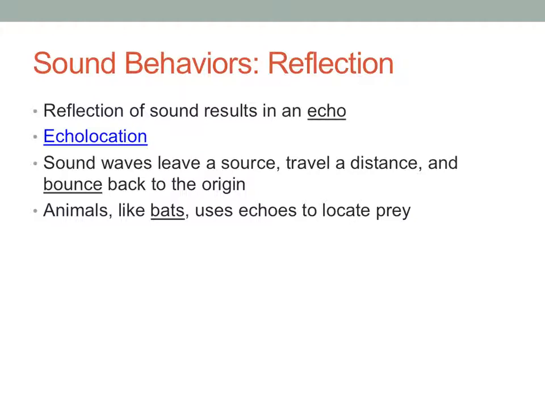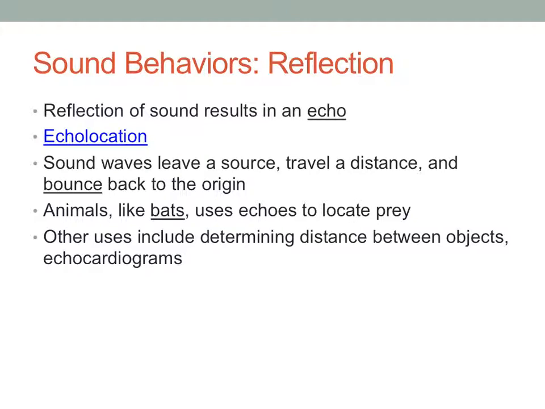Some animals use echolocation. Bats use echolocation. Whales use echolocation. Dolphins use echolocation to locate prey and to locate each other so that they are able to determine the distance between another animal, the distance between their prey.